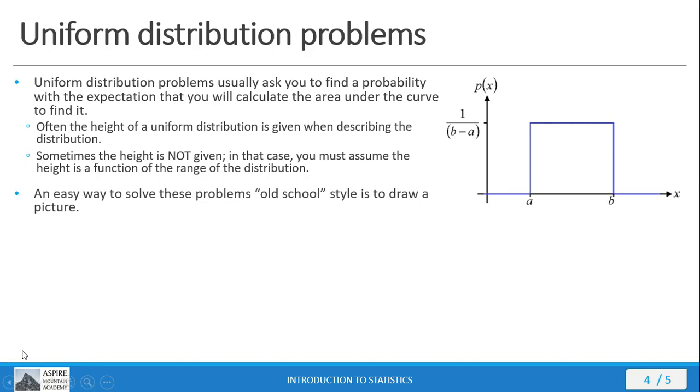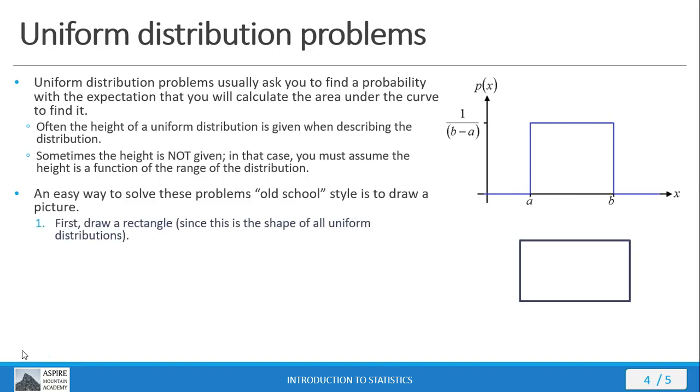Now, an easy way to solve these problems old school style is simply to draw a picture. I'm really visual when I learn, so I like drawing stuff because it helps me to see more what's going on. So don't be afraid to just start out by drawing a rectangle. Draw the rectangle that you need. This is going to be the shape that you're going to find underneath the curve for all uniform distribution problems. So start out by drawing a rectangle.